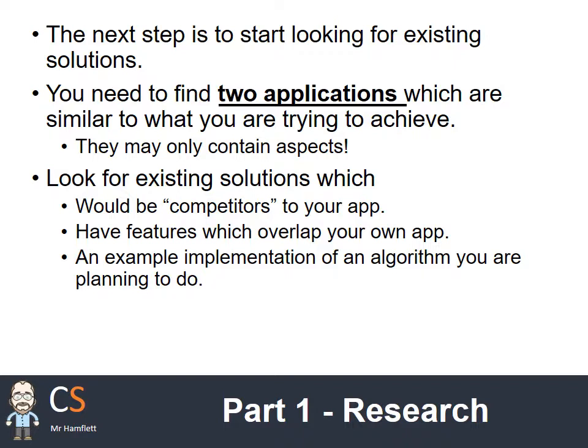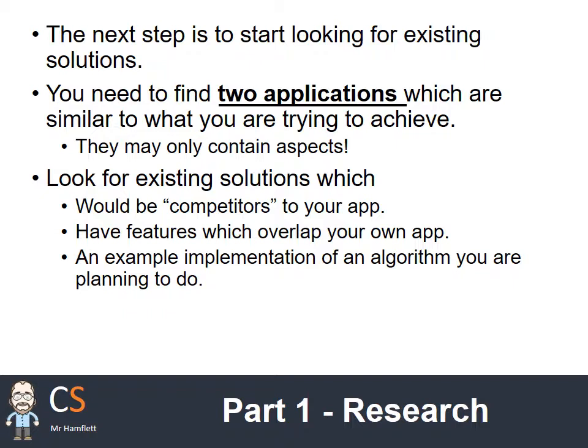Now, it might be that these applications or websites only contain part of your application. It might be that they contain the full part. But what we are really looking for is what would be the competitor to your application. You're looking for solutions which have overlapping features to your own app, and more importantly, ones which demonstrate your algorithm is actually possible and can be done.